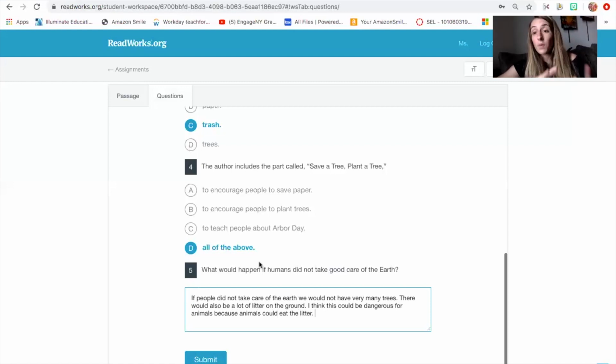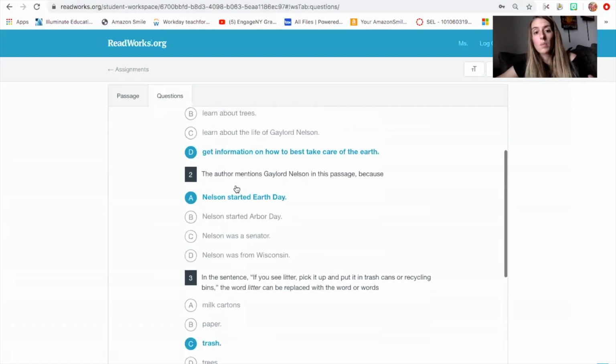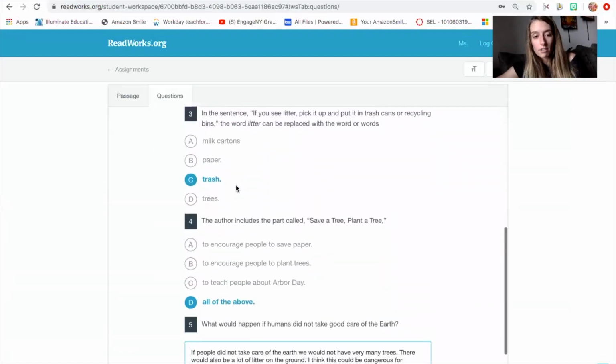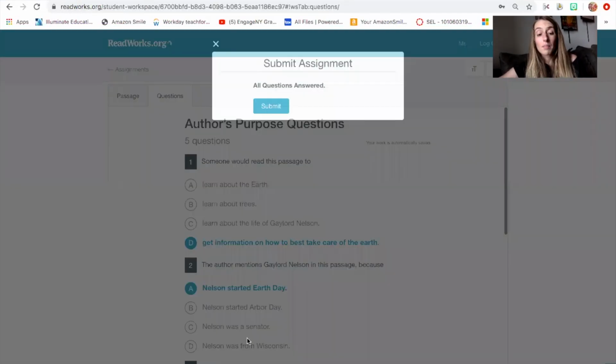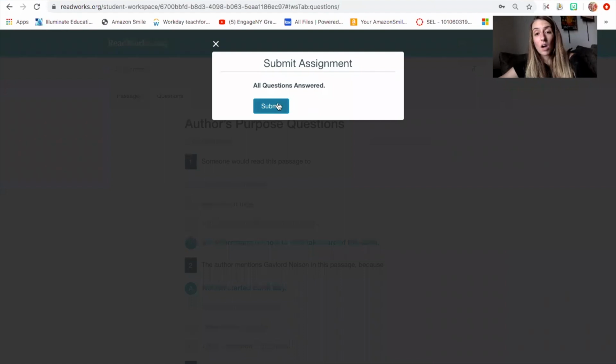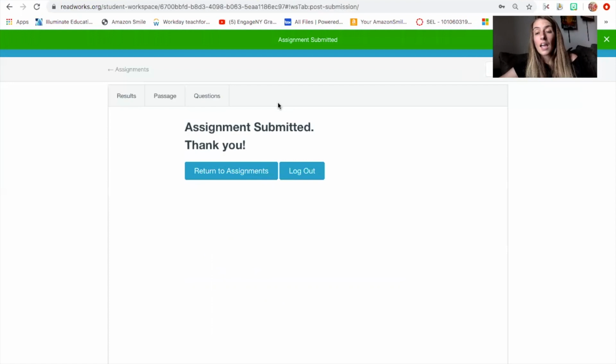Okay, so before I submit to my teacher, I'm gonna go back to the top. I'm making sure I answered all the questions, and I'm gonna reread what I wrote, and I'm gonna check to make sure I have a capital at the beginning and a period at the end. So if people did not take care of the earth, we would not have very many trees. There would also be a lot of litter on the ground. I think this would be dangerous for animals because animals could eat the litter. I think that that answer makes sense. So now I'm going to go ahead and submit my assignment. It says all questions are answered. Submit. And now I'm done.